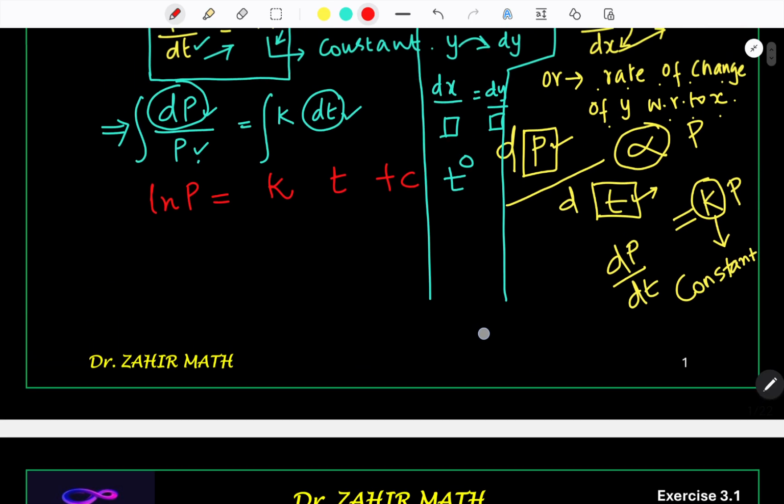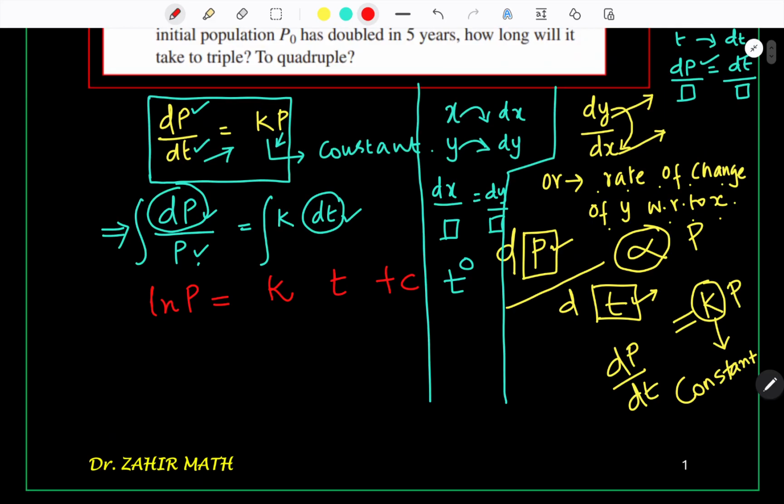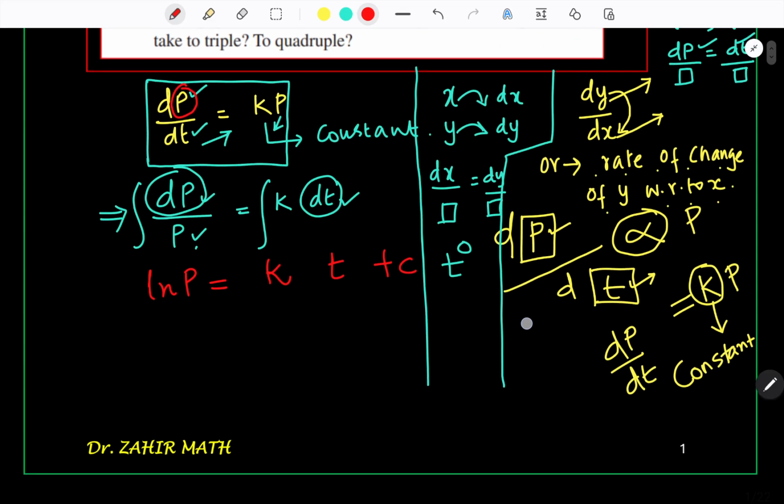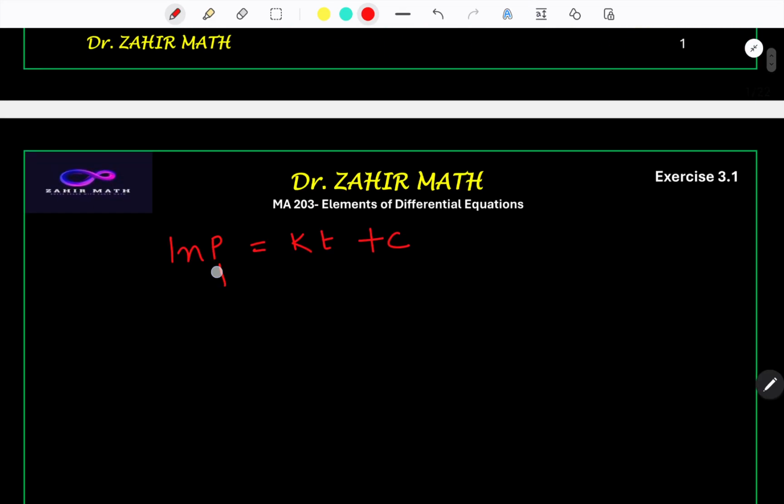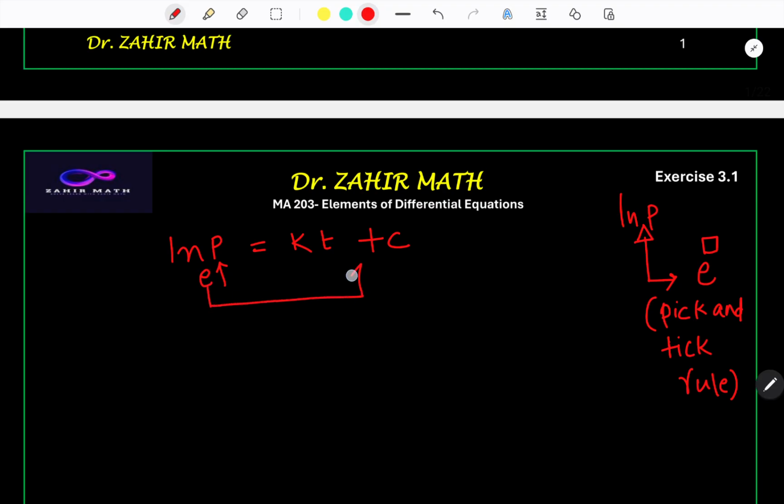This equation is designed for population growth. So our job is to find this p. Yes, p is locked inside ln. So I told you, if p is locked inside ln, you need to take this ln out using exponential functions, which is called the pick and tick rule. I told you in the class, pick and tick rule. What is that? It has e. Now you just pick and tick.